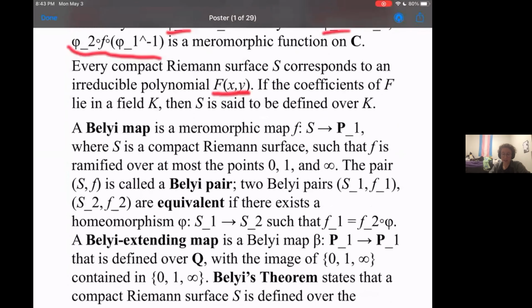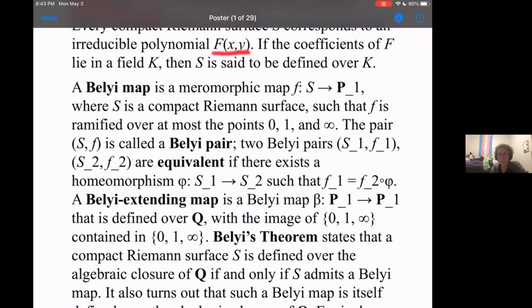Okay? And now we're going to look at a very important type of meromorphic function on Riemann surfaces. These are called Belyi maps, and they're very important for the study of Dessins, for reasons you will see at the end of this paragraph. So we're going to take a meromorphic map F from S to P1. P1 is just the Riemann sphere, which is literally just a sphere. If you want a picture of it, it just looks like a sphere. Again, S is going to be a compact Riemann surface.